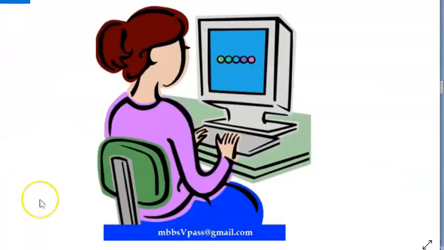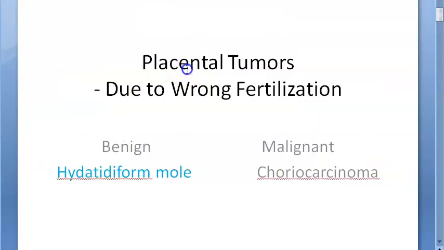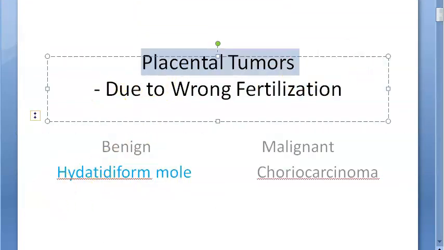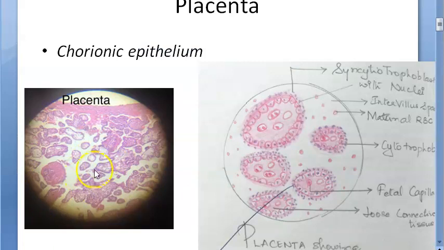So let's get started, guys. So did you understand that due to wrong fertilization, you can have placental tumors? This is how the placenta cross-section looks, right? Under the microscope, you're seeing the villi. The villi you can see here. Outside you have syncytiotrophoblast, inside you have the cytotrophoblast, right? And then each villus is separated by some space, and there is a lot of maternal RBC there, okay?